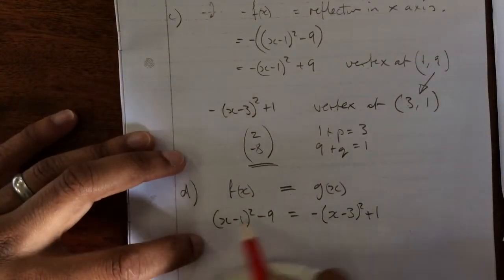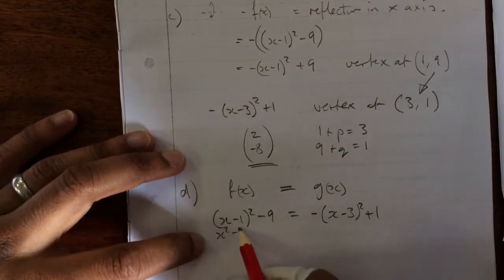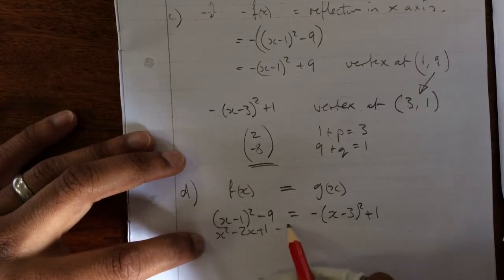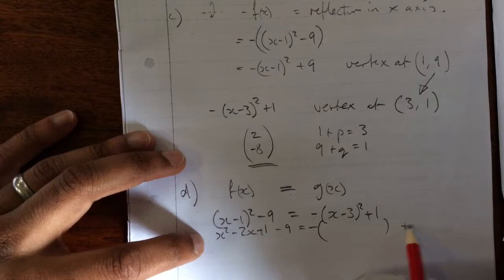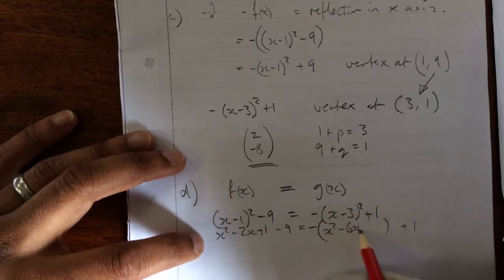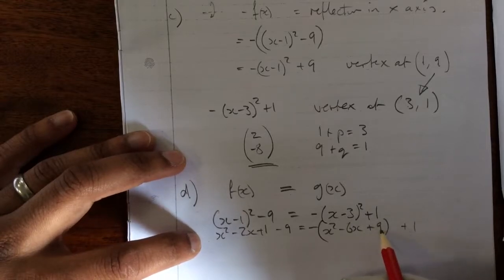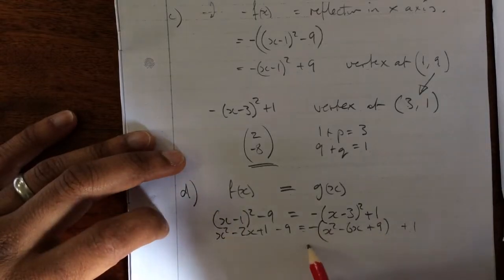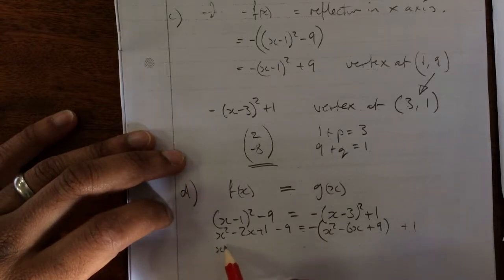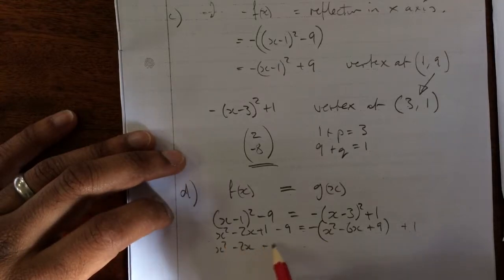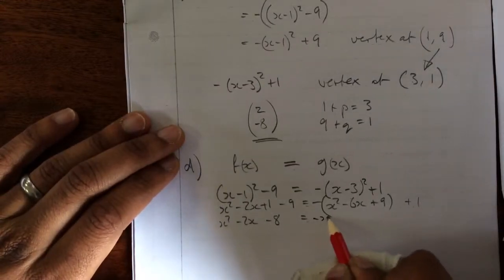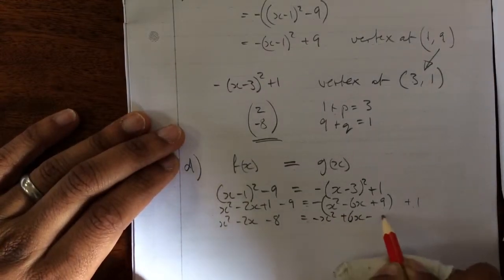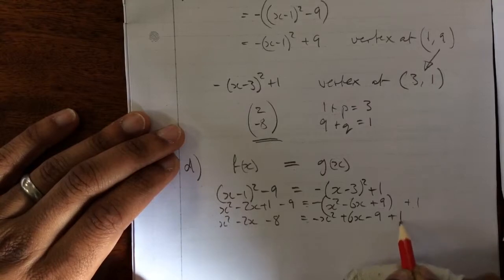For this we're going to multiply out these brackets. x squared minus 2x plus 1 minus 9 is equal to minus, and I'm going to put big brackets, and then plus 1. So let's expand this. x squared minus 6x plus 9, and it's going to be subtracted, all of that. So that's x squared minus 2x minus 8 is equal to minus x squared plus 6x minus 9 plus 1.